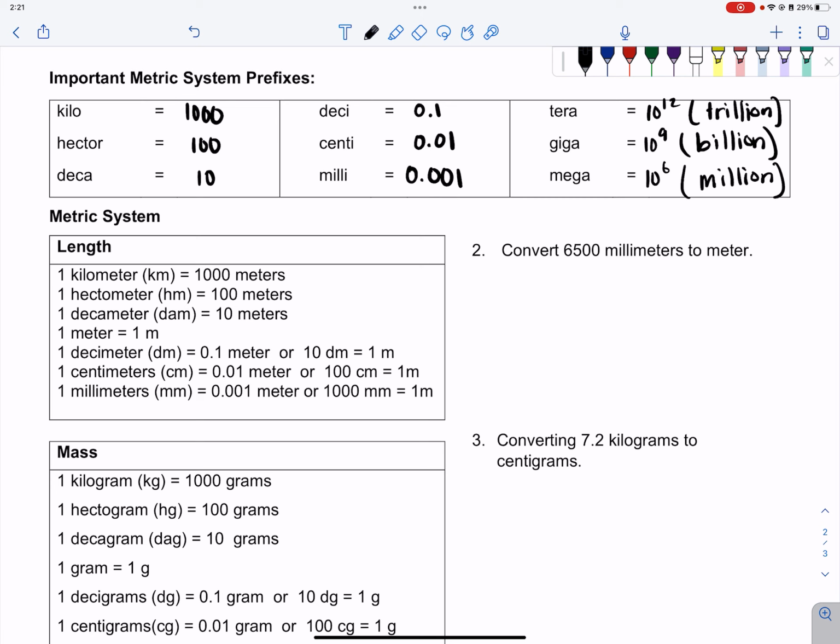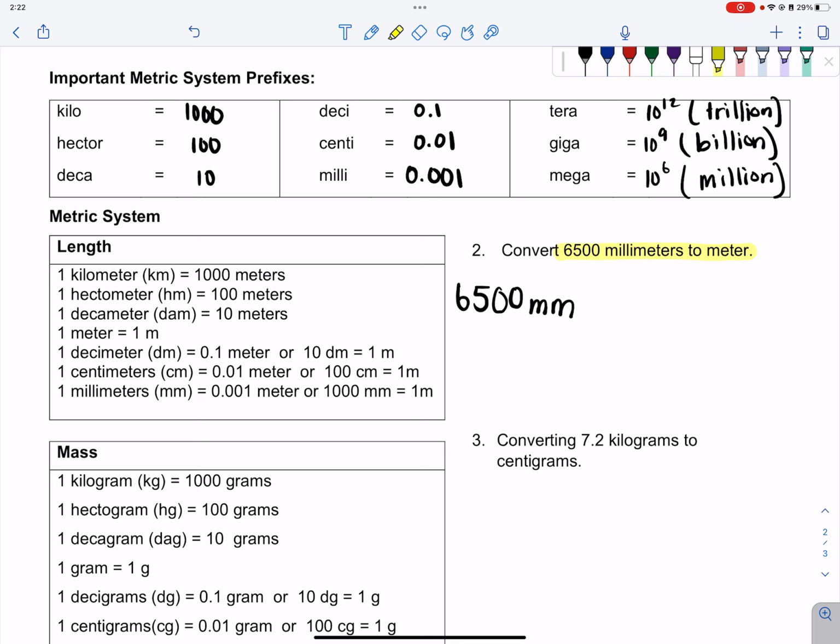Okay, so now we are going to do some actual conversions within our metric system. The first thing that I want to convert is 6,500 millimeters into meters. So we have been given 6,500 millimeters, which is abbreviated as mm. And now we want to get this into meters, so let's take a look over at the left to see, do we have any conversions that deal with millimeters and meters?